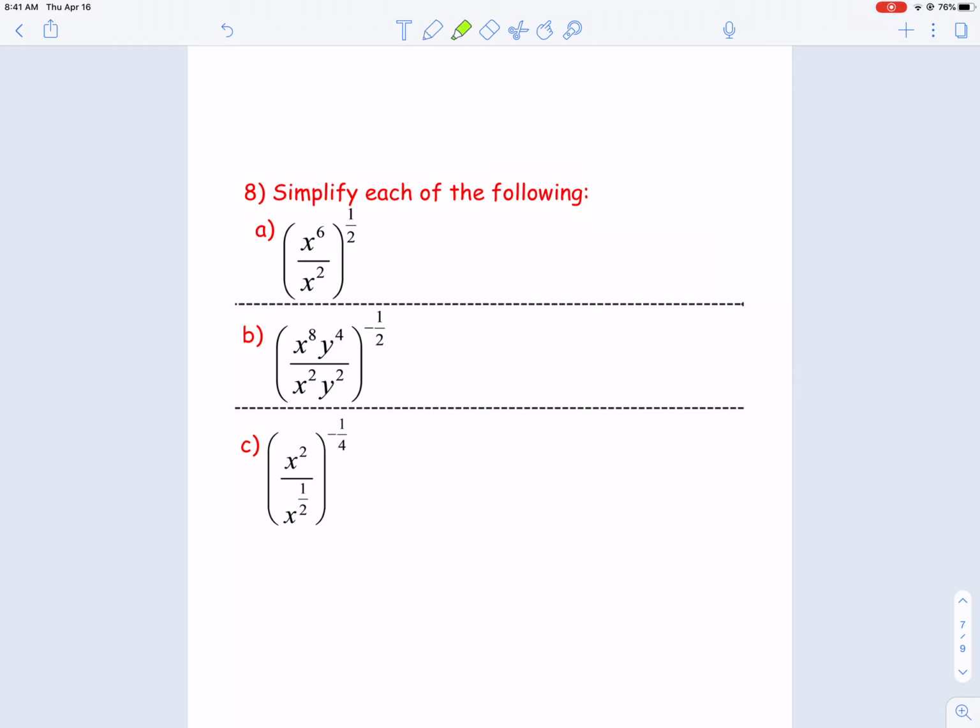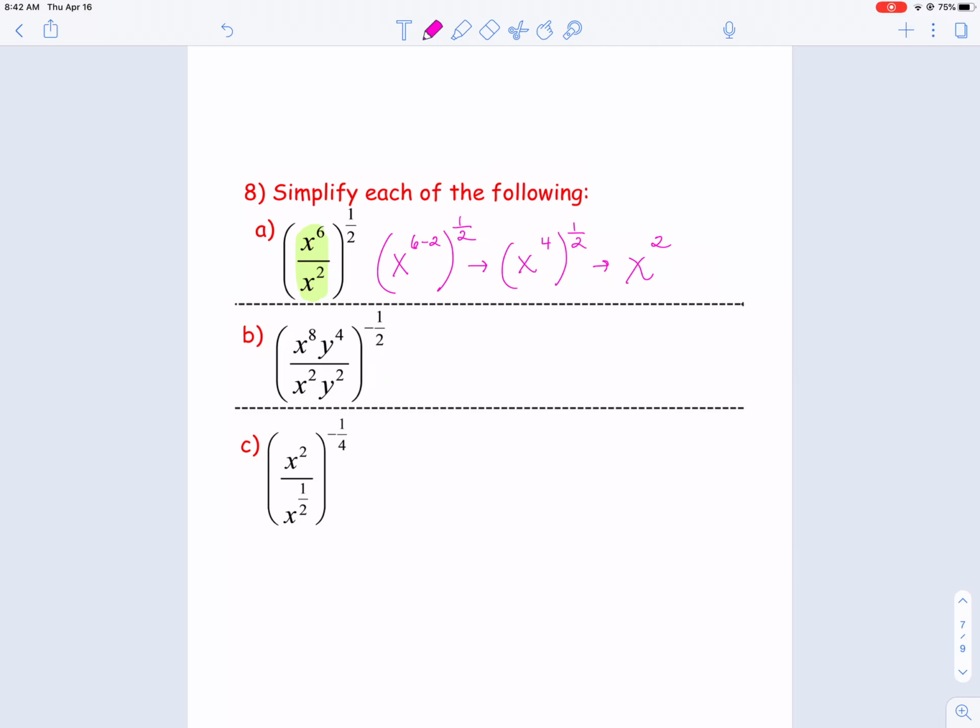Inside here, I see the quotient rule. So keep your base, x, and subtract your exponents, 6 minus 2, and that's going to be raised to the 1/2 power. So what is that going to turn into? x to the 4th to the 1/2. Now you could turn it into radical form, power over root, but this is also a power to a power. 4 times 1/2 is 2, and you're done. x squared would be your answer.